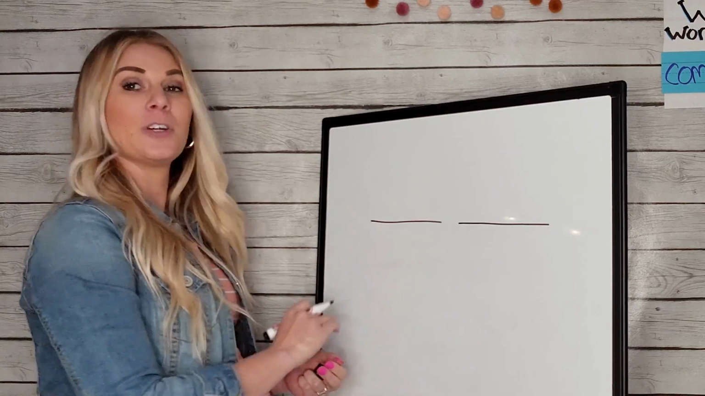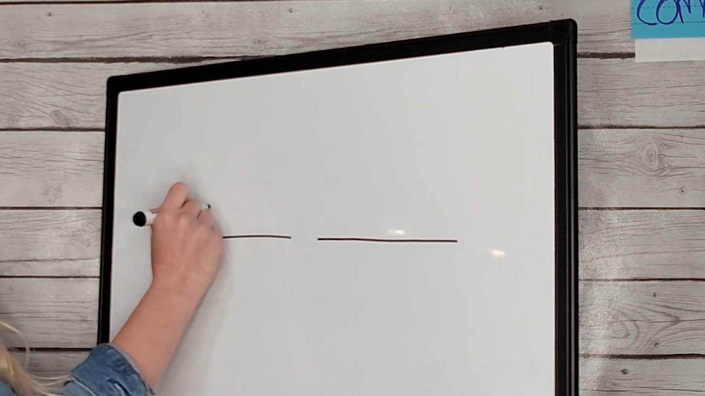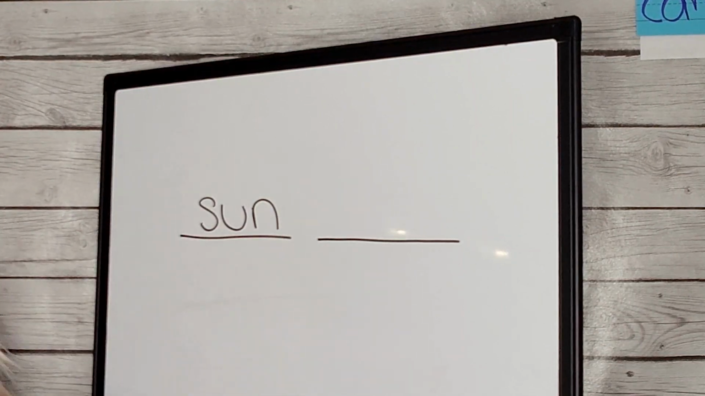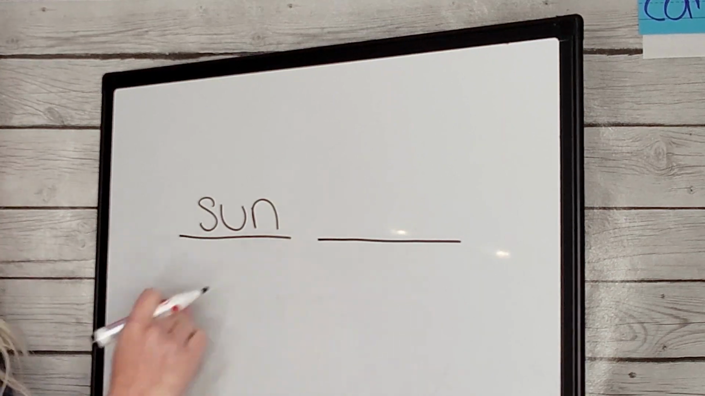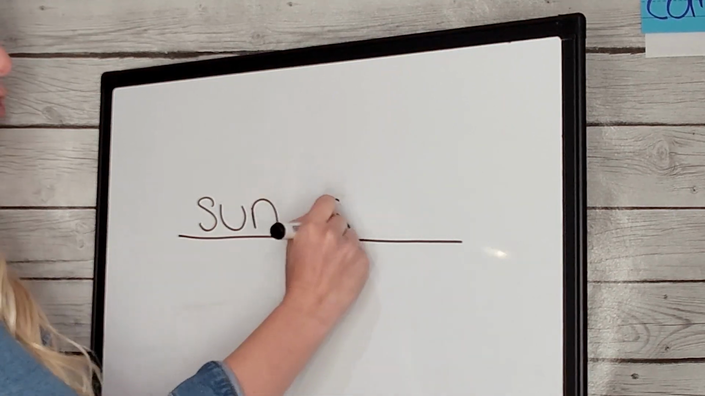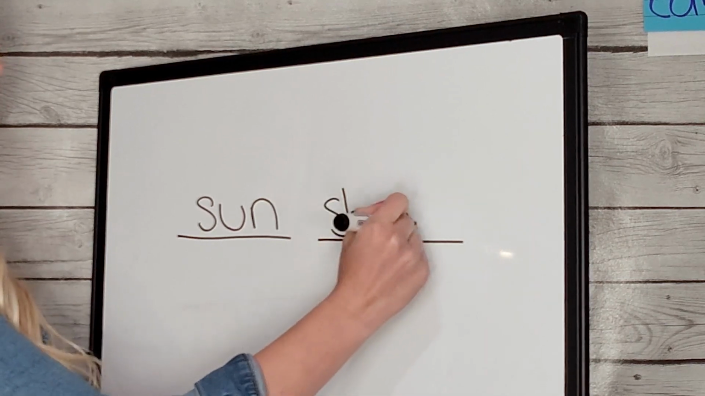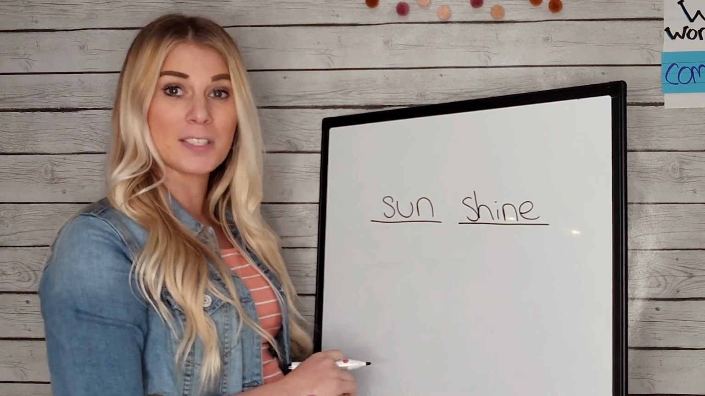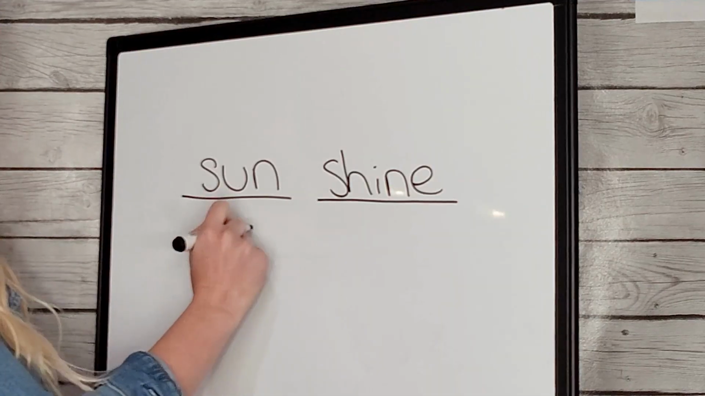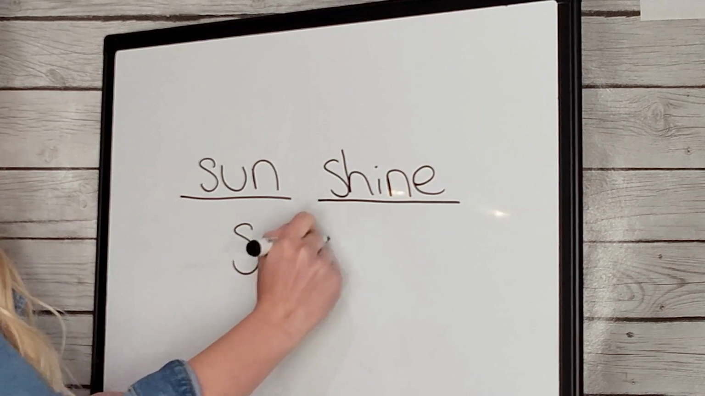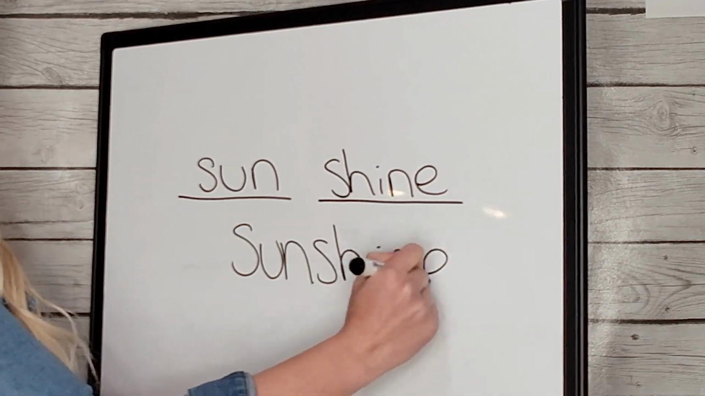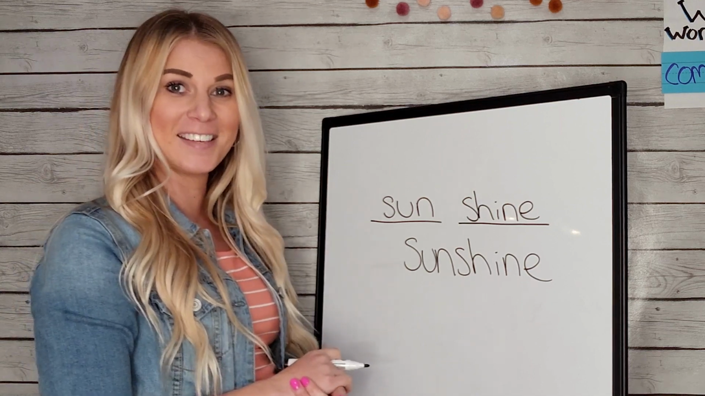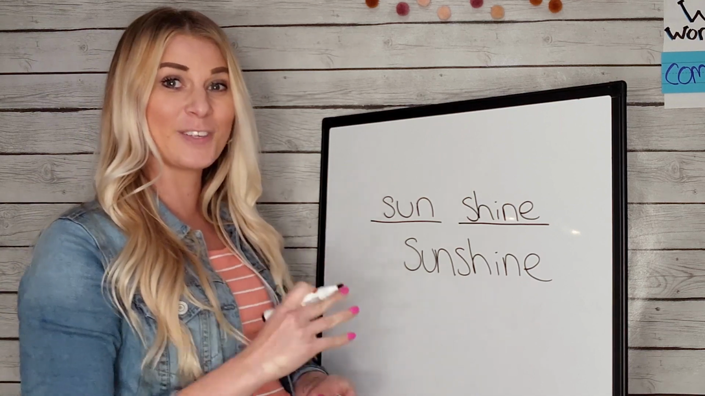When I say the first word, sun, I hear the sounds sun. When I say the second word, shine, I hear shine. Now I need to put each of those word parts together to build our compound word. Sun, shine. Sunshine. Did you have sunshine at your house today? We did. Readers, fantastic work.